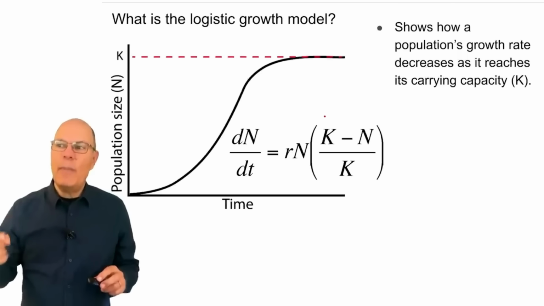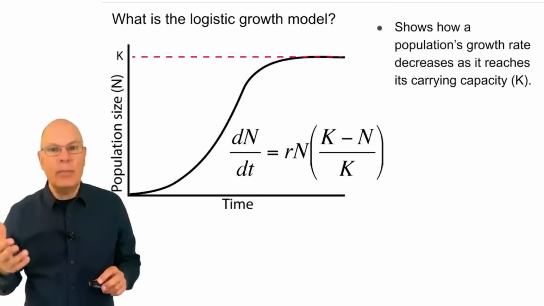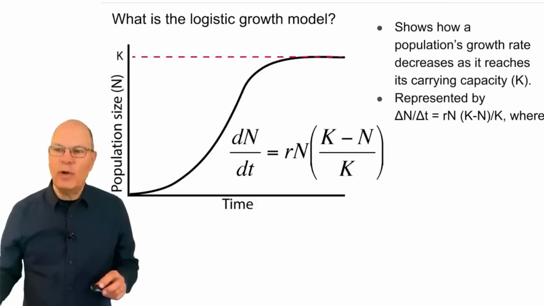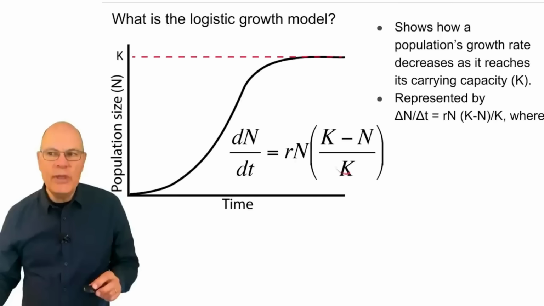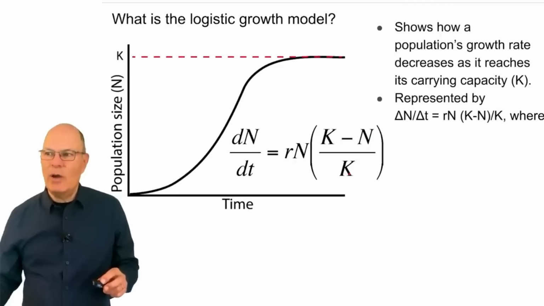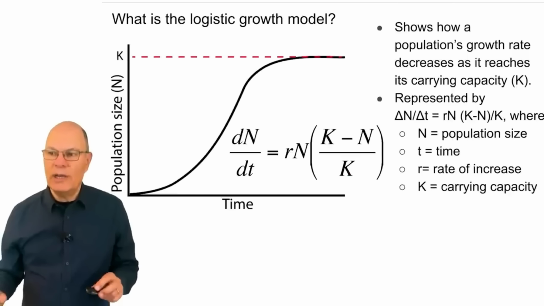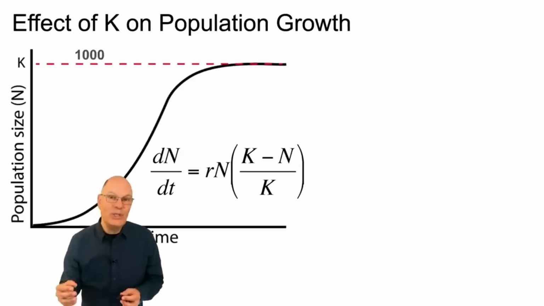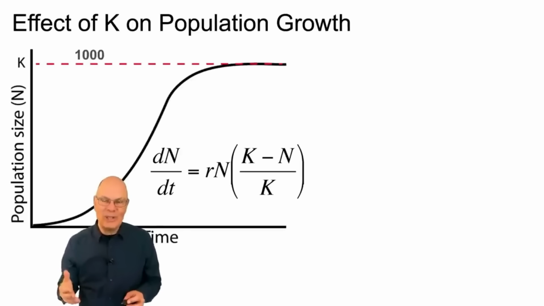It shows how a population's growth rate decreases as the population's number approaches its carrying capacity, or K. It's represented by the formula delta N over delta t equals r times N multiplied by the expression (K minus N) over K. N is the population size, t is time, r is the rate of increase, and K is the carrying capacity. Let's plug some numbers into this logistic growth formula and see how it actually works.